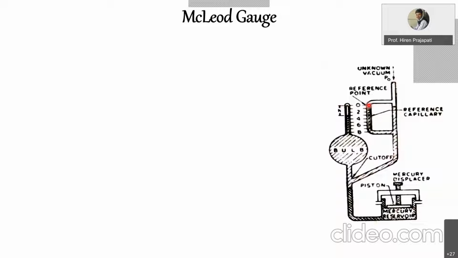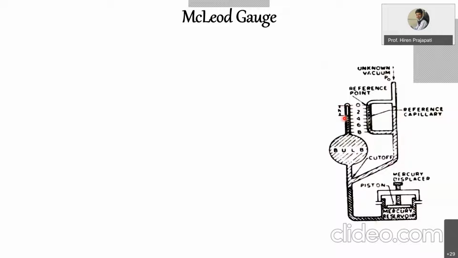So what happened due to this is that the vacuum which is filled within the capillary will be compressed into the measuring capillary. So here you can see this blank portion. That blank portion is the vacuum after compression, right? And this H is the pressure of the vacuum after compression in terms of mm of Hg. So I hope the working of this McLeod gauge is clear.